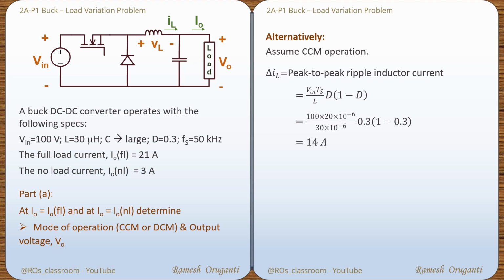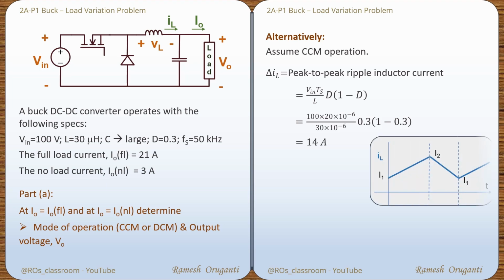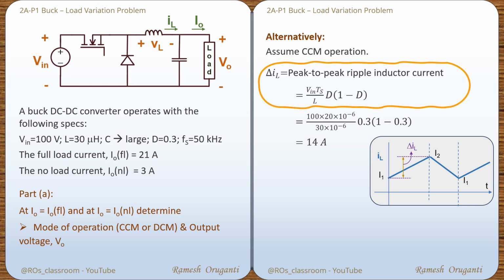This figure shows the inductor current waveform under continuous conduction mode. We went through this in 2A1 video. Delta IL is the difference between I2 and I1. We derived the equation for delta IL in 2A1 video. The average of the inductor current is the output current I0. The difference between I0 and I1 is delta IL by 2 because I0 is exactly in the middle of I1 and I2. I have marked delta IL by 2 here.